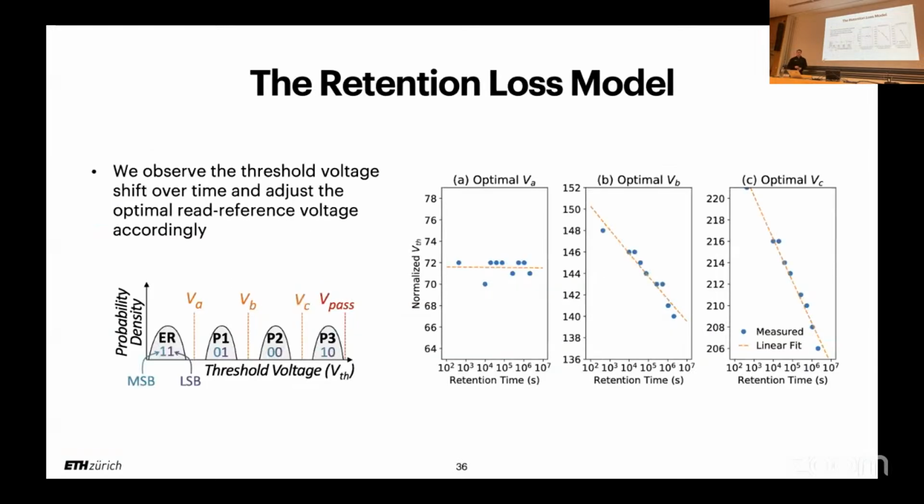The retention loss model is basically, if we recall the threshold voltage distribution, what happens over time, as I said before, the P2 and P3 states shift left. So if we have the same read reference voltage, what could happen is that we misidentify cells that we originally programmed into the P2 state as being in the P1 state. And that's obviously bad. So what we want to do is change the optimal voltage as a function of time. We want to lower it, so we want to shift it left such that we get fewer errors and we don't misidentify these cells that have been programmed to here as being in P1. So this is basically what these charts show.